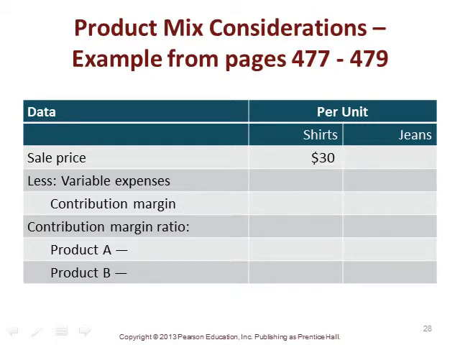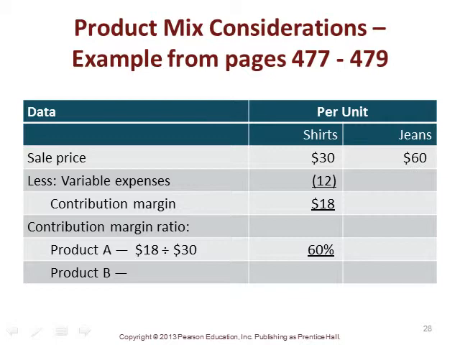The sales price of shirts is $30. The variable expenses related to shirts are $12, to generate a contribution margin of $18 per shirt, right? Then the contribution margin ratio for product A is $18 divided by $30, or 60%.